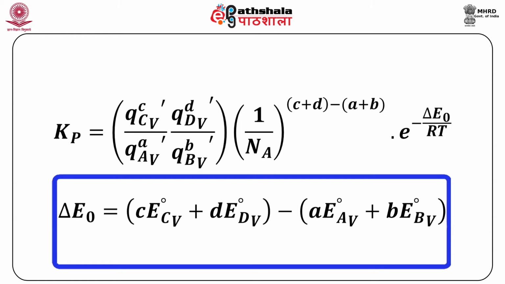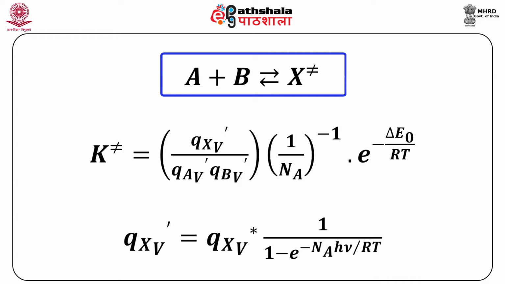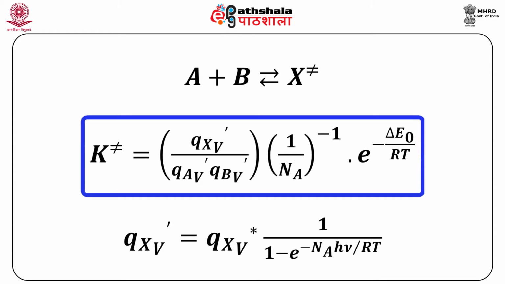Over here, delta E naught is the zero point energy, which is obtained as C of ECv naught plus D of EDv naught minus A of EAv naught plus B of EBv naught. Now considering the reaction A plus B giving transition state complex, we get the expression for the equilibrium constant as QXv' upon QAv' into QBv' into (1 upon NA) to the power minus 1 into e to the power minus delta E naught upon RT.